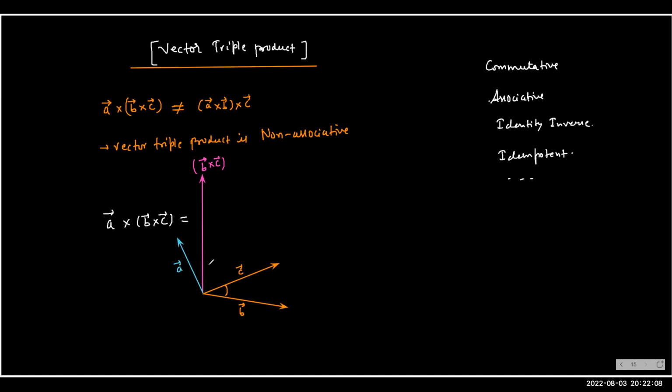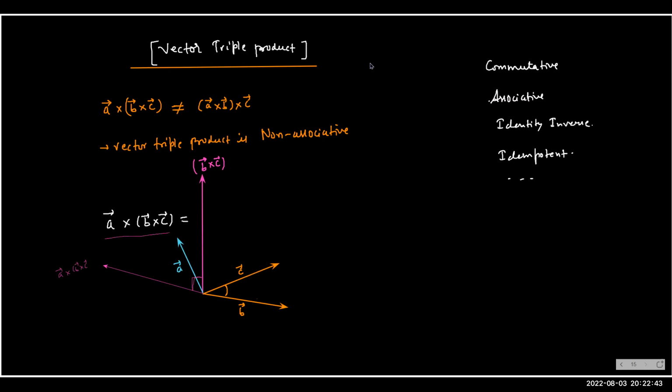If I call this as A vector, so A cross B cross C, what will happen? This is going to be the normal to the plane of B and C, and this vector and this vector, like something like this. And if this new vector is normal to this line, can we say this is in the same plane as B and C? Can we say yes or no? Yes, sir. So this entire vector is actually in the plane of B and C.